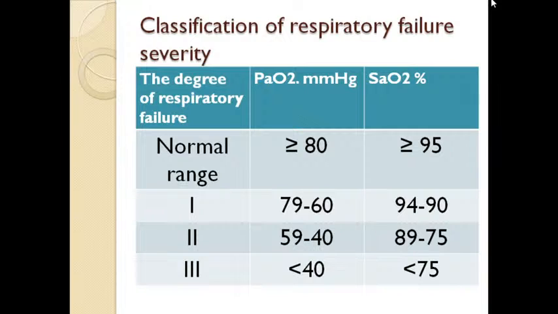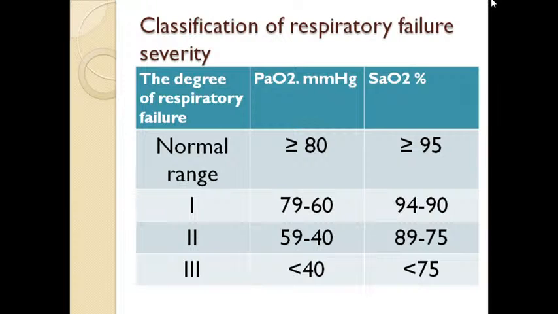By the way, previously there was a classification according to the grade of dyspnea. Now it's not true. Only lab and instrumental monitoring, detection of partial oxygen pressure in the arterial blood or oxygen saturation, may help you to detect the respiratory failure severity. For example, the normal range for oxygen in peripheral arterial blood is more than or equal to 80 mm Hg, and for saturation, more than or equal to 95.